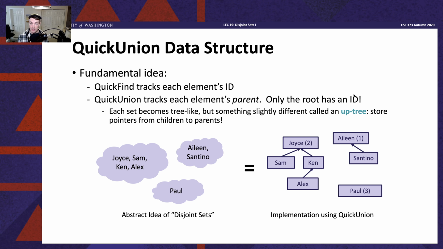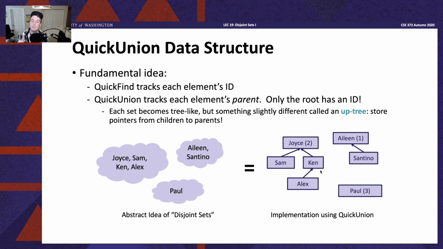So for example, Joyce, Sam, Ken, and Alex in the abstract view of this disjoint set belong in the same set. So we're going to represent them as a little tree like this, where they all belong in that same little family. Now, instead of just calling them regular trees, we generally call these uptrees because, and I know it's not the most clever name in the world, they have a slightly different purpose. Each node keeps track of its parent.